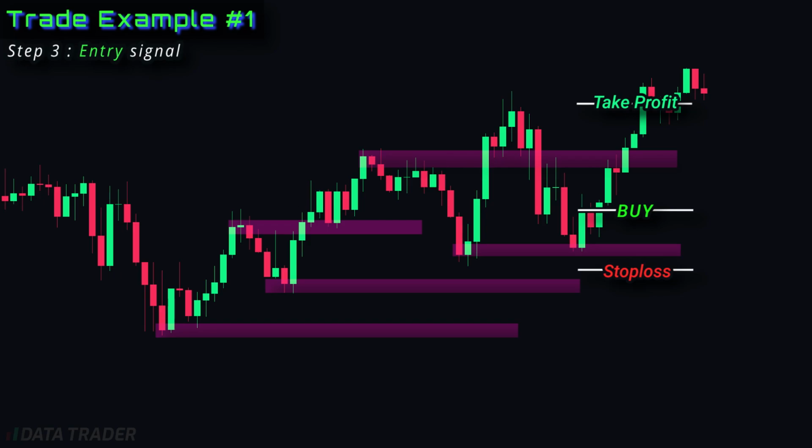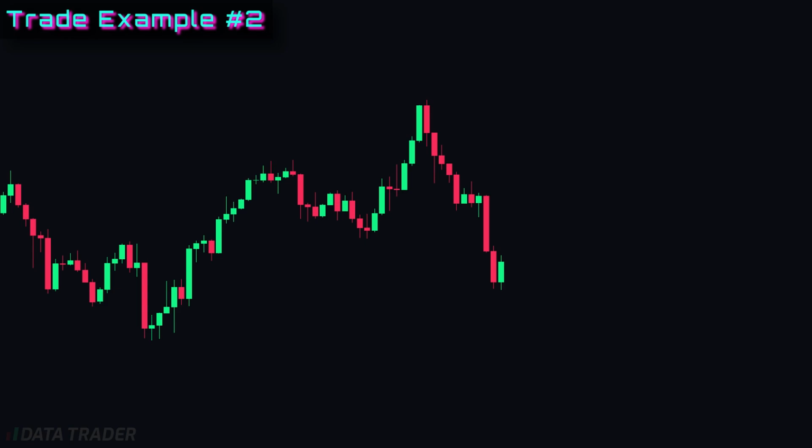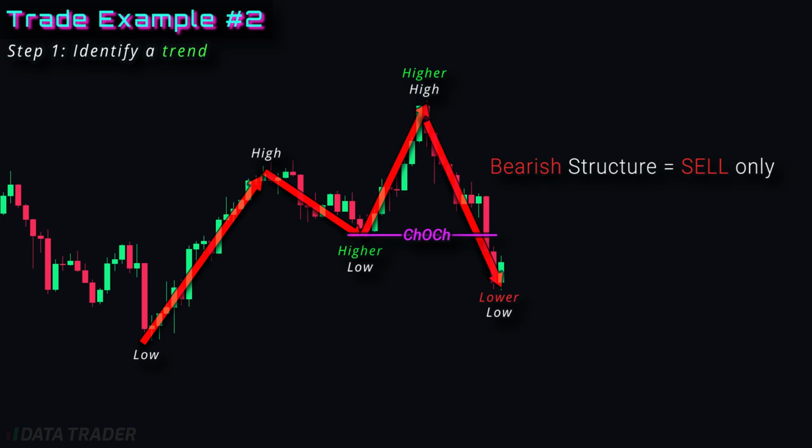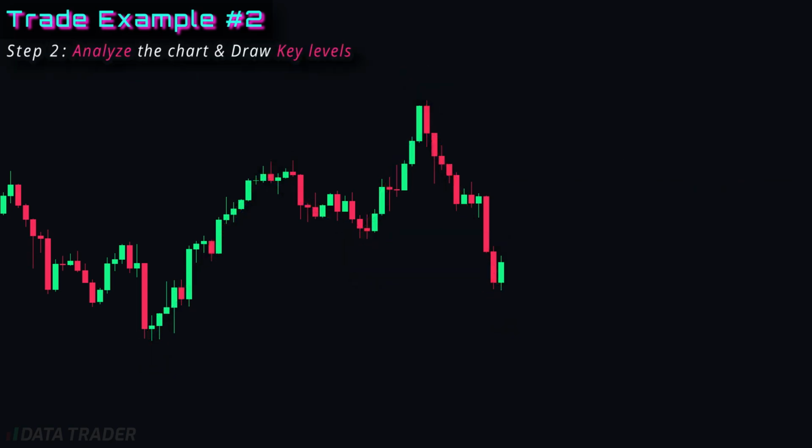Let's look at other variations of this setup. So again, the first step is finding and identifying a trend. And in this chart, we can actually see that price initially created higher highs and higher lows, indicating that the market is initially on an uptrend. However, we noticed that a change of character has happened, as price went down, breaking below the previous lows, forming lower lows. This shows us that the market is now on a downtrend, meaning we're looking to take sell positions only.